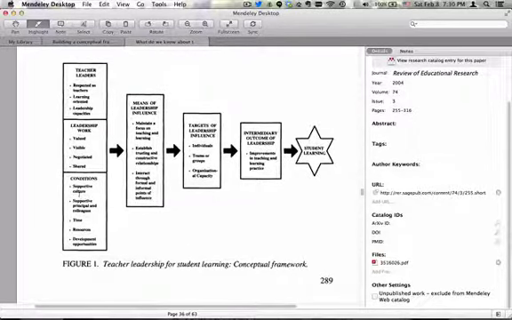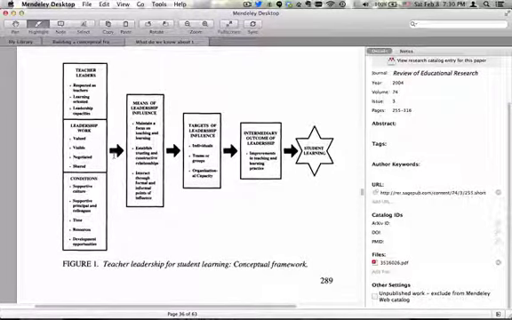If we start along the left side, the first 3 are the foundational, in which teacher leadership is possible. So we've got our teacher leaders, our leadership work engaged by teacher leaders, and then the conditions that support the work of teacher leaders.